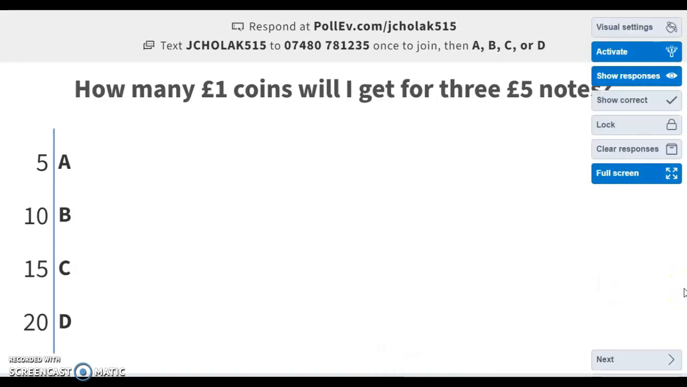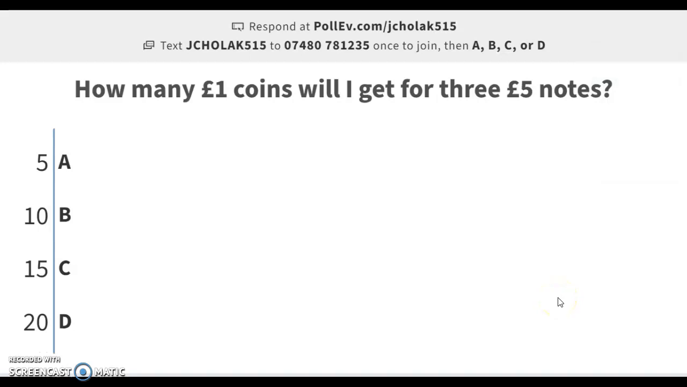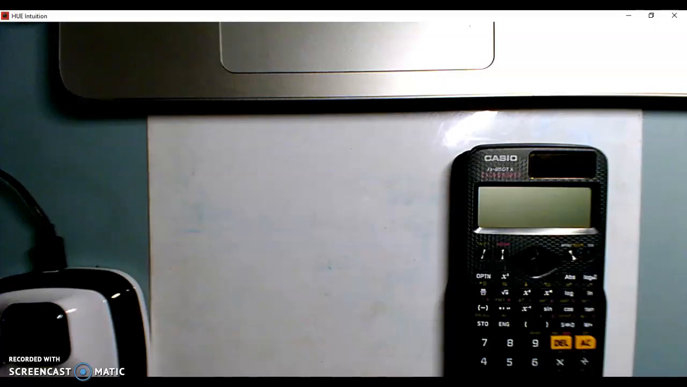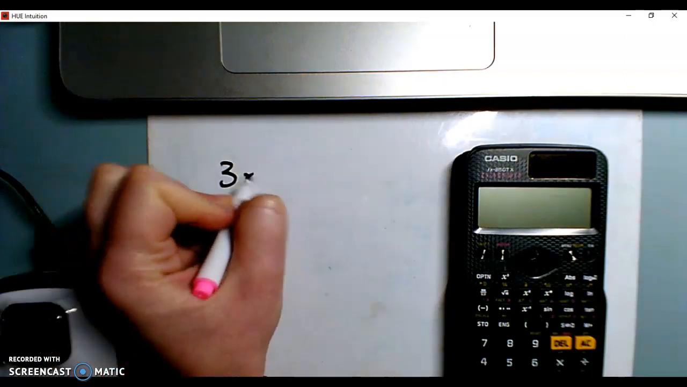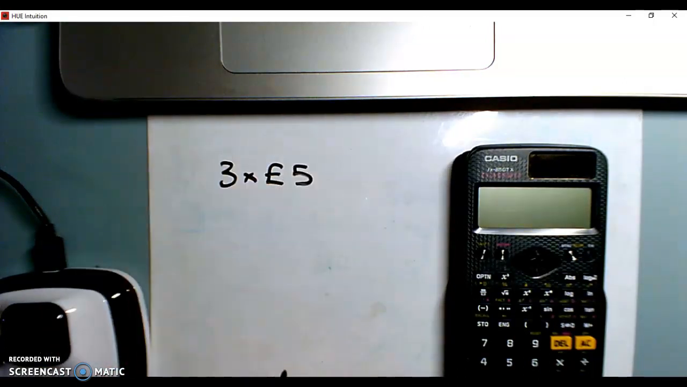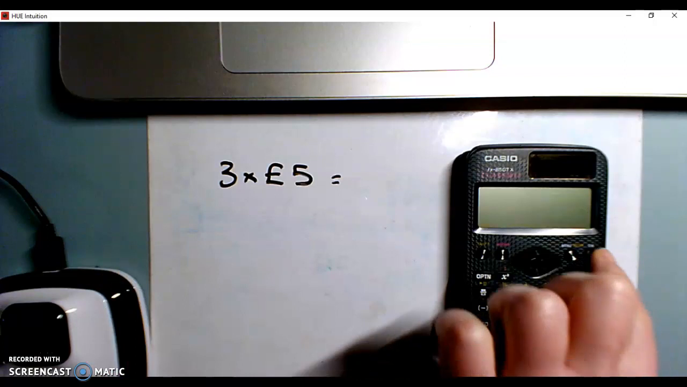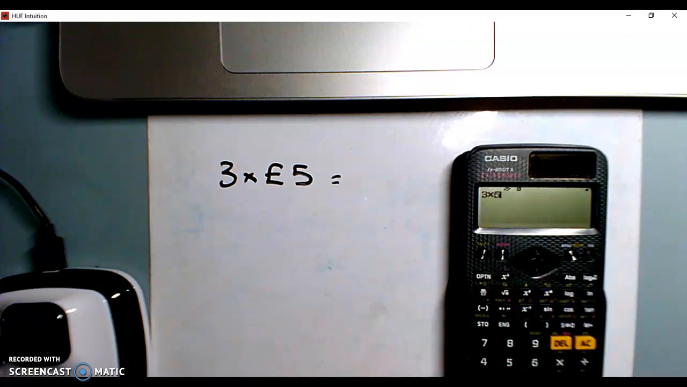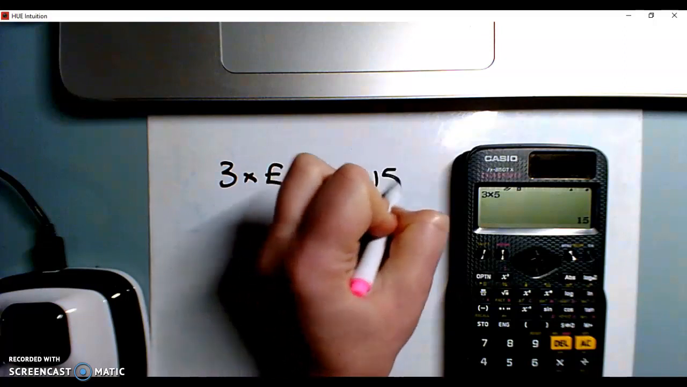So we're going to look at a few more money questions today, and we're going to start throwing in some notes. So, first question. How many £1 coins will I get for 3 £5 notes? So we need to think, what is 3 £5 notes worth? If we have 3 times £5 notes, we know that's 3 lots of 5, or if we're using a calculator, 3 times 5, so that's going to be £15.